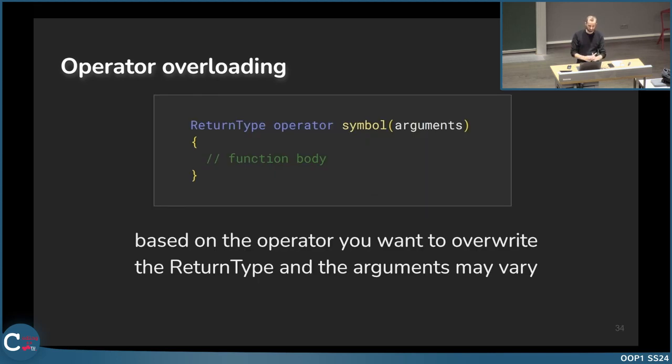And in general, when we define operator overloading, we say, like a normal method, a return type, the function name or the method name is always operator, and then the symbol, or the operator we want to override, and then possible arguments depending on the operator. So some operators need arguments, some don't. We will come to that in a few slides. And then you can implement here whatever you want.